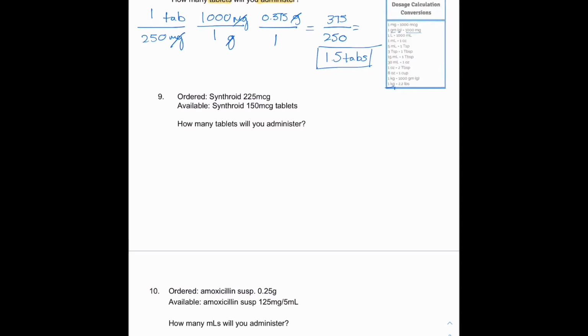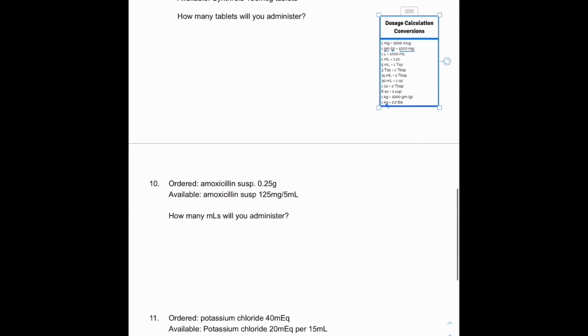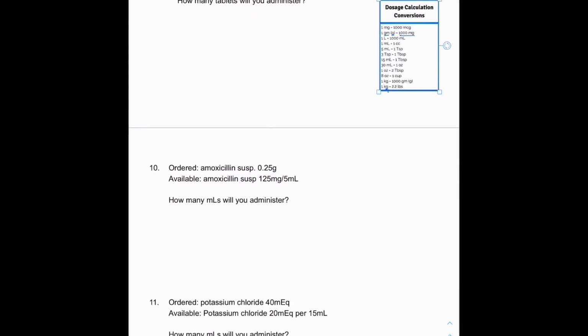Number 9, the order is Synthroid 225 micrograms. Available is Synthroid 150 microgram tablets. So that's nice, they're both in micrograms. The question is, how many tablets are we going to administer? So we're looking for tablets, so we'll start there with tablets on top.